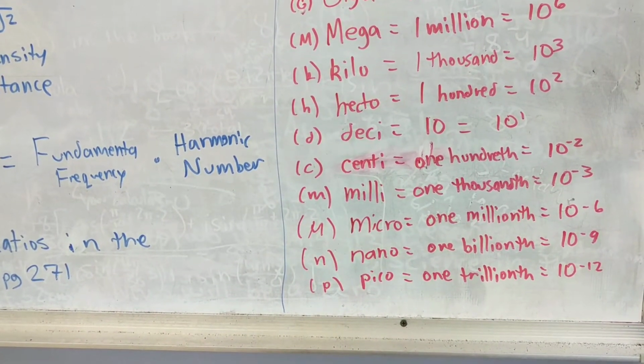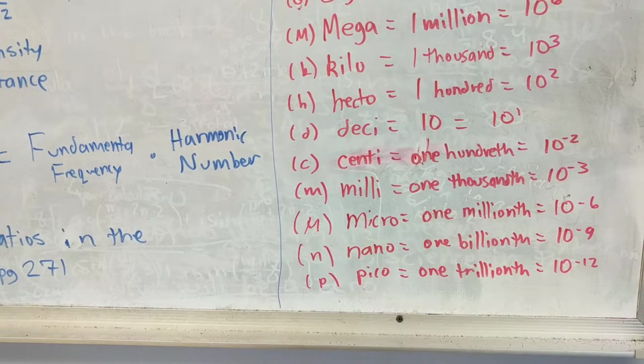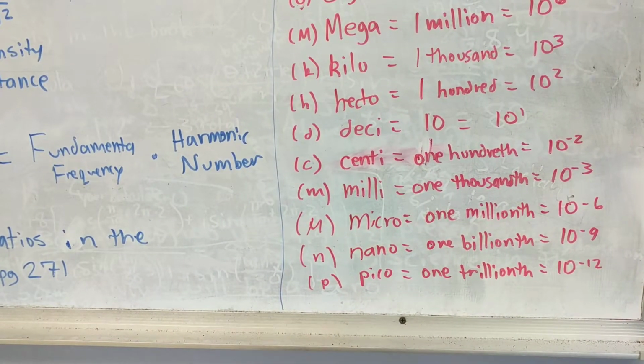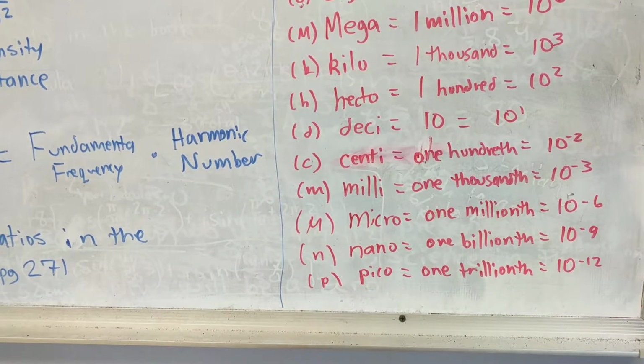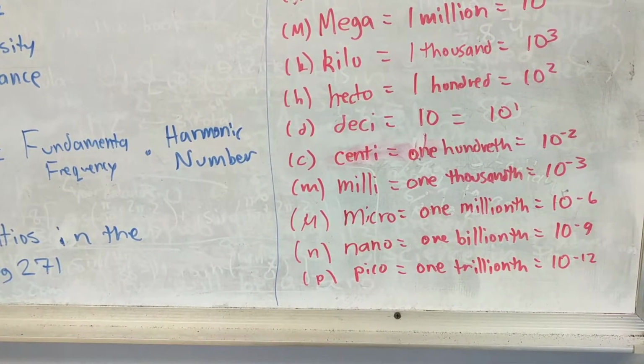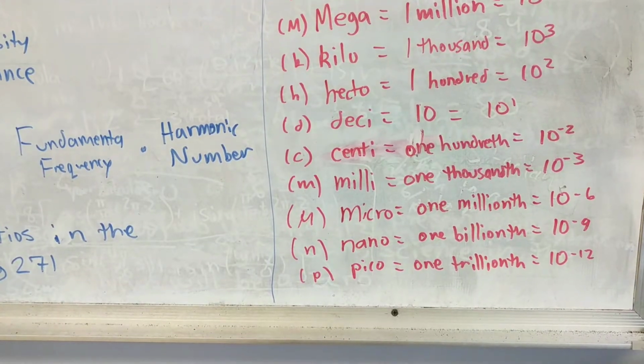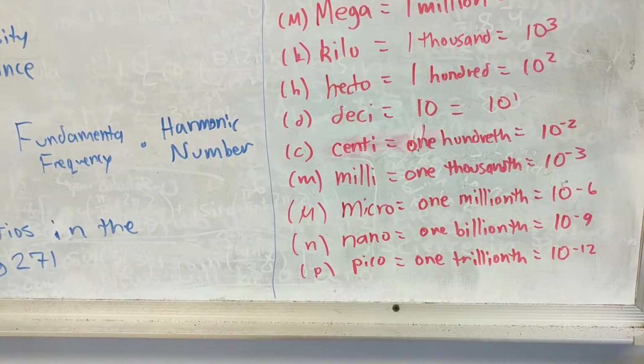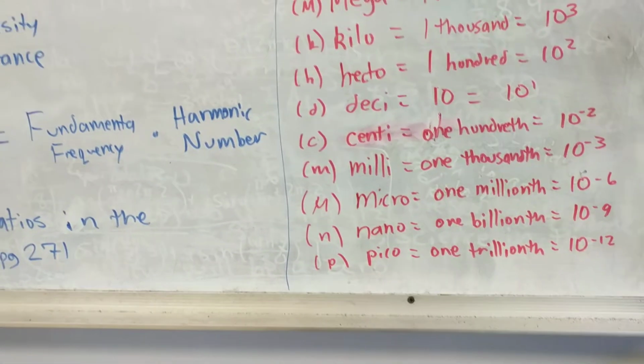Milli, lowercase m, 1/1,000th, 10 to the negative 3rd. Micro, 1/1,000,000th, symbolized by mu, is 10 to the negative 6th. N is for nano, 1/1,000,000,000th, 10 to the negative 9th. Pico, 1 trillionth, 10 to the negative 12th, symbolized by letter p.